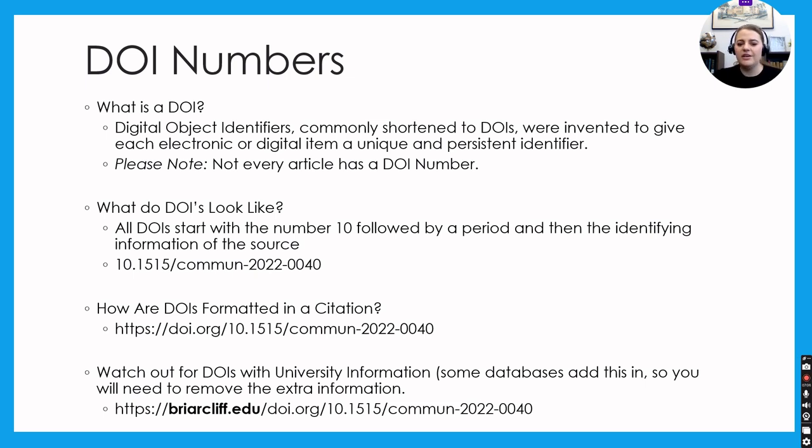So in a citation, DOIs are formatted by typing in https://doi.org/ the 10 dot, and that's your DOI number. That's how you'll want to format it when you're doing your reference page citation. Now, I do want to say, watch out for DOIs with university information. So some databases add this in, so you'll need to remove the extra information. And what this looks like is right before the DOI, so in between the HTTPS and the DOI.org, it'll have briarcliff.edu. That just needs to be removed.